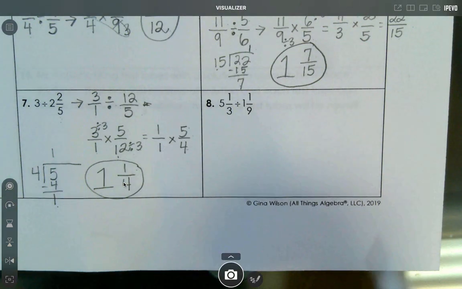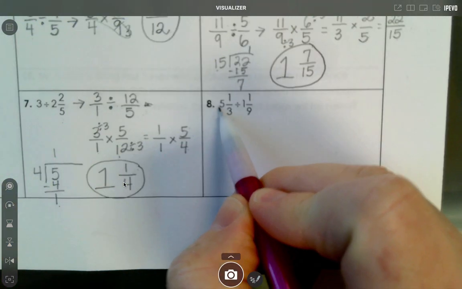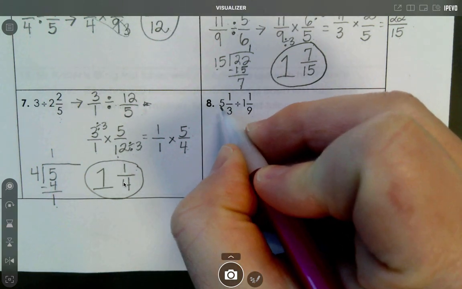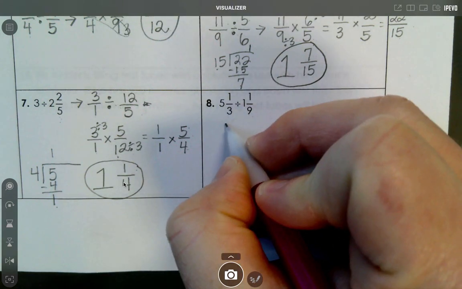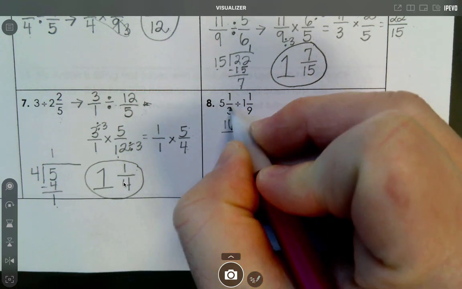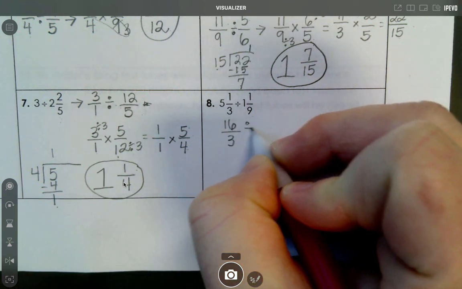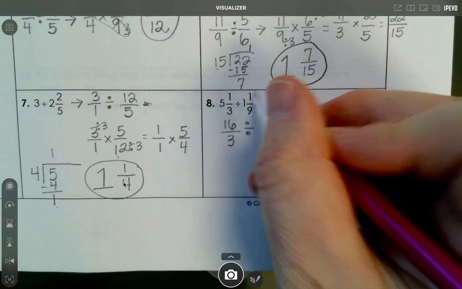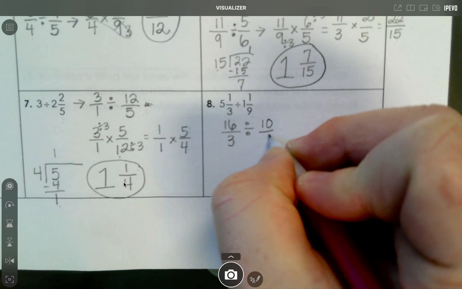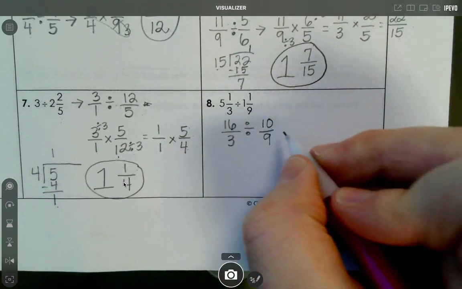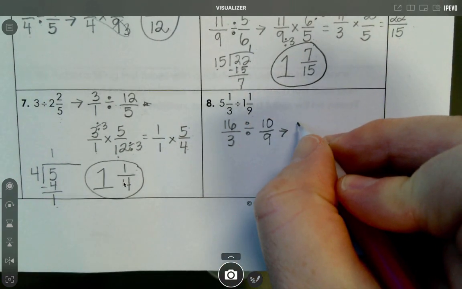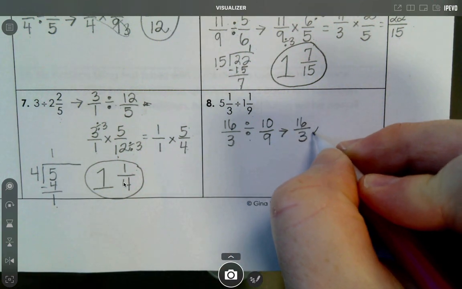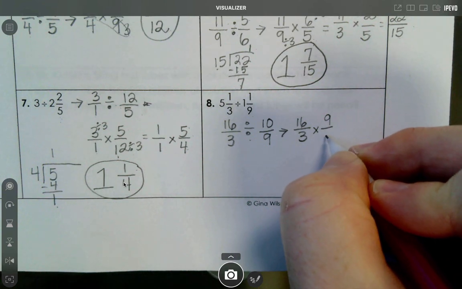So again, our mixed numbers need to become improper fractions. So 3 times 5 is 15 plus 1 is 16. Our denominator stays the same, 3. Divided by, denominator times whole number is 9, plus 1 more is 10 over 9, because my denominator stays the same. Then I'm going to keep my first fraction, change my division to multiplication, and then flip my second fraction.